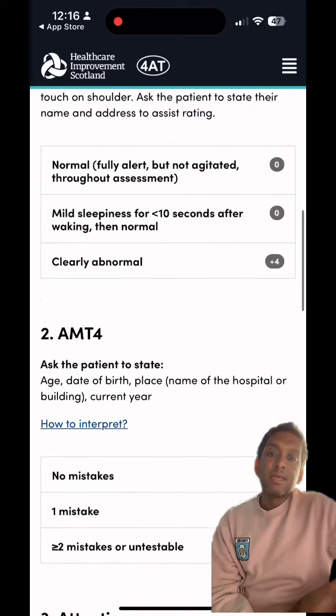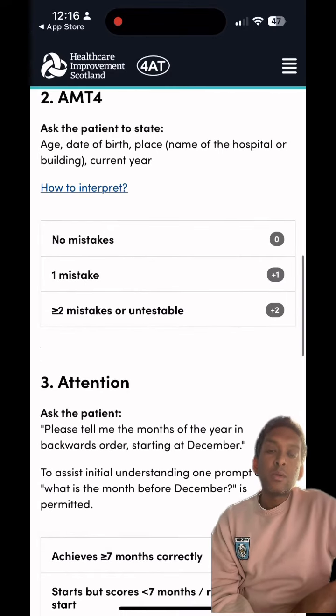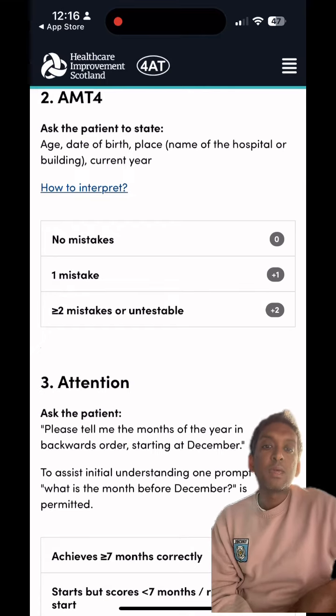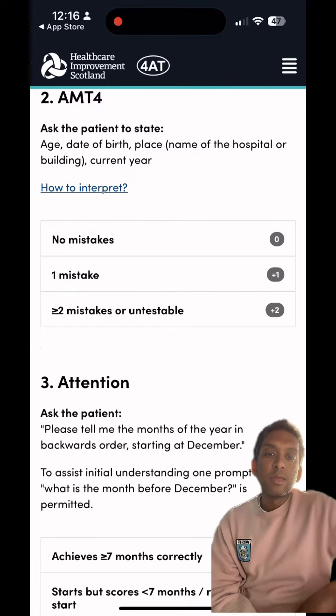The second A is the AMT4. Here you ask people their age, date of birth, year and place. If they get everything right, they score 0. If they make one mistake, they score 1. And if they make 2 or more mistakes, they score 2. If you can't answer these questions because you can't follow what's going on or you're drowsy, you score 2.